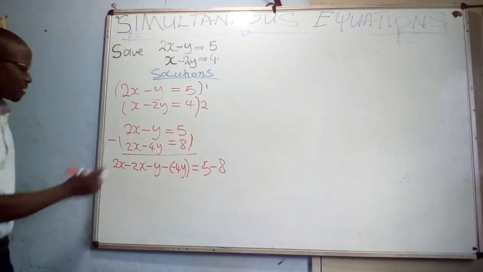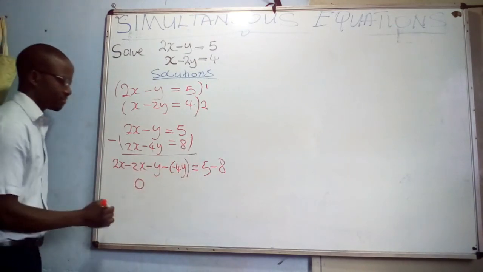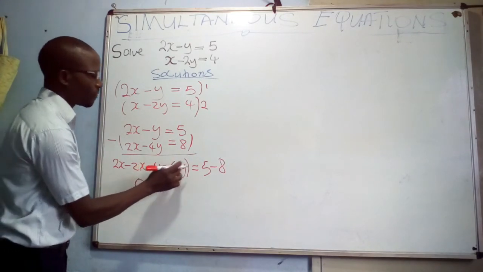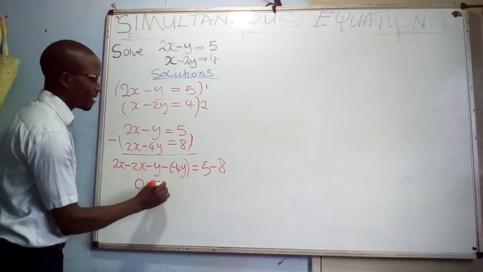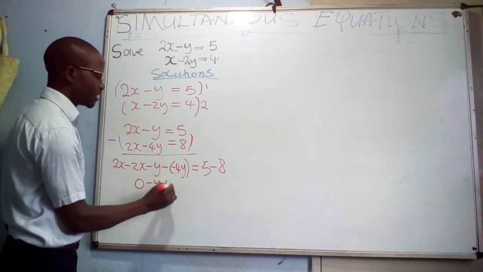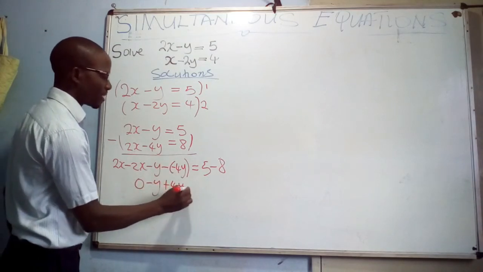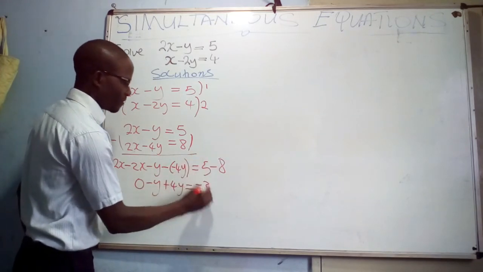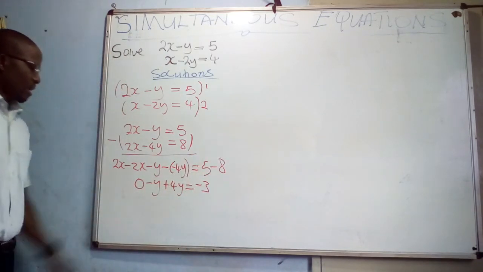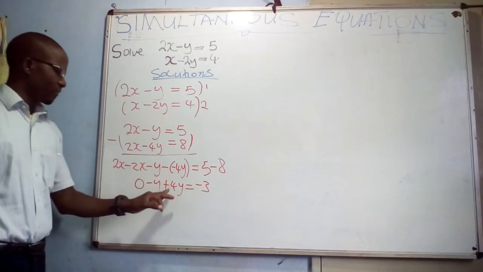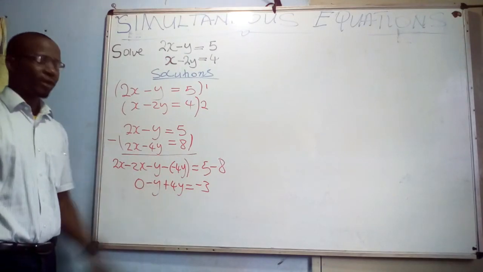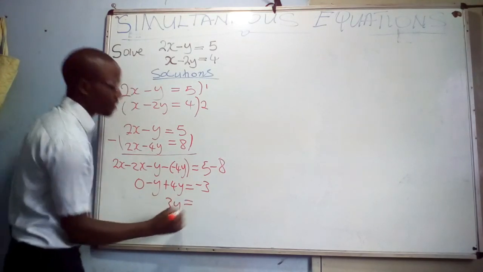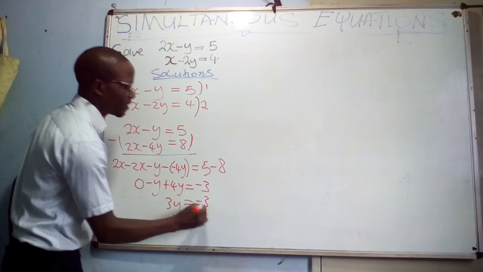Then from there, 2x minus 2x will give us a 0. Negative y minus negative 4y will mean we have negative y plus positive 4y equals 5 minus 8, which is negative 3, like that. These are like terms. Negative y plus 4y is going to give us a positive 3y equals negative 3.